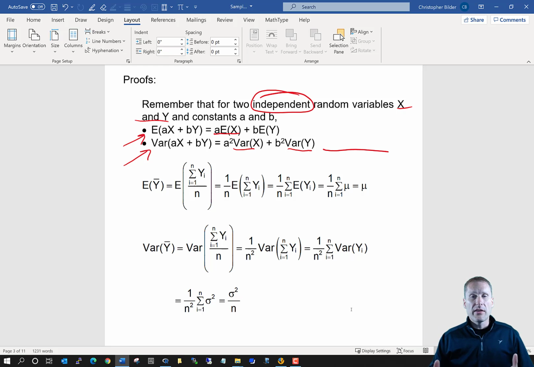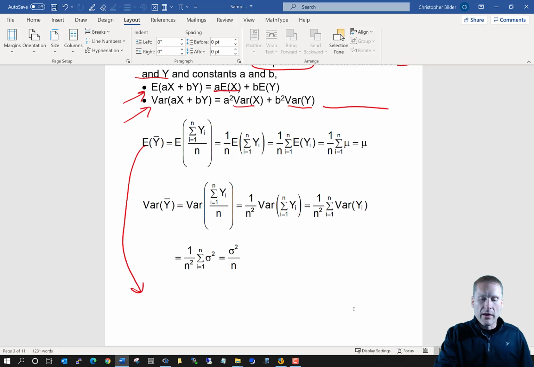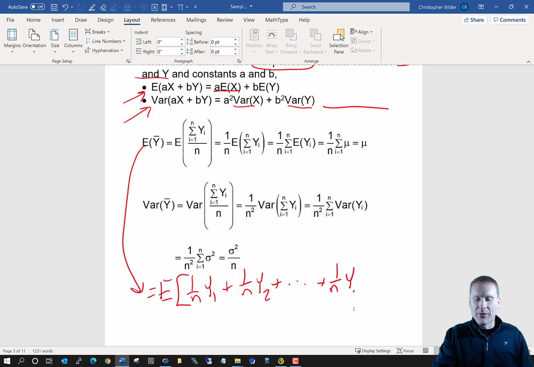Okay, so let's apply the results now to this particular situation where I want to find the expected value of y bar. Another way that I could write this out would be to take the expected value of 1 over n times y1 plus 1 over n times y2, and I keep on going down to a very general nth one. Look how that matches what we had right here. A and b were constants. Our constant in this case is 1 over n. Instead of just having two random variables, x and y, I have n random variables.